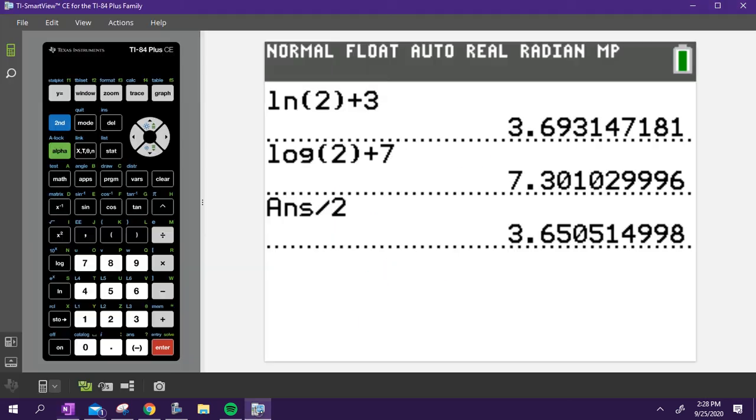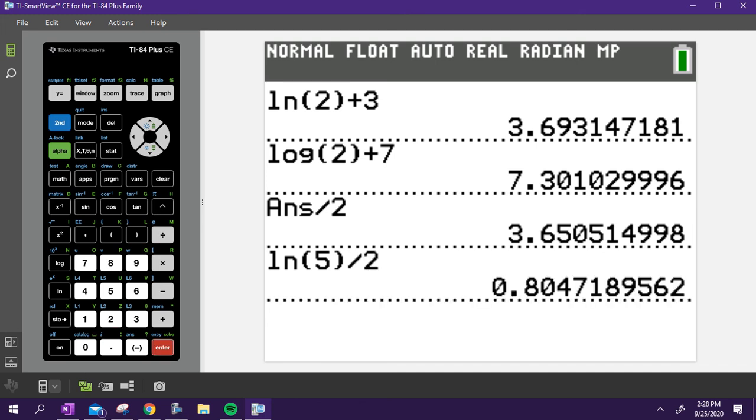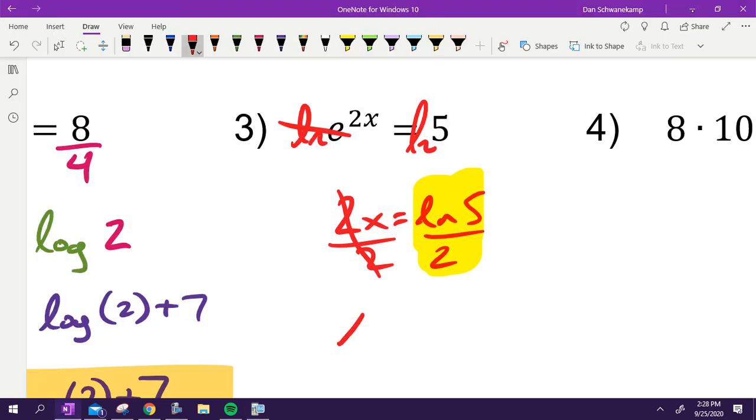If I want the approximate answer, I just type it in. Natural log of 5 divided by 2. Hit enter. 0.805. Yeah, that's number 3.